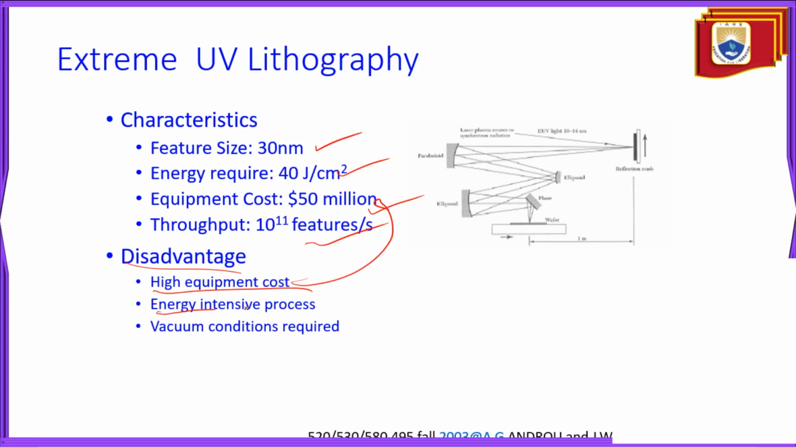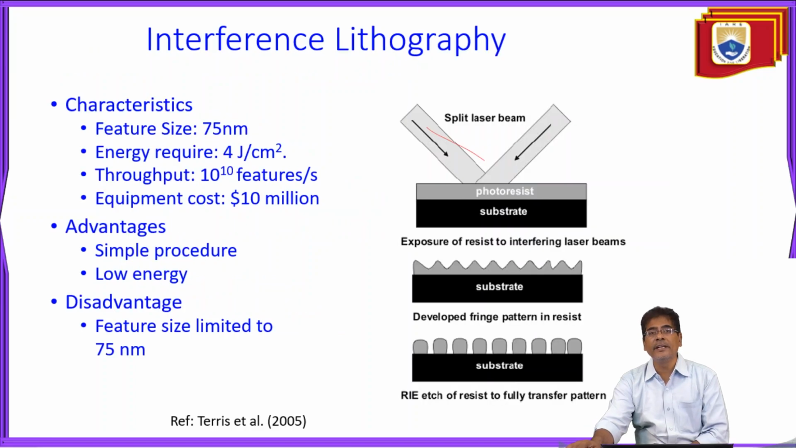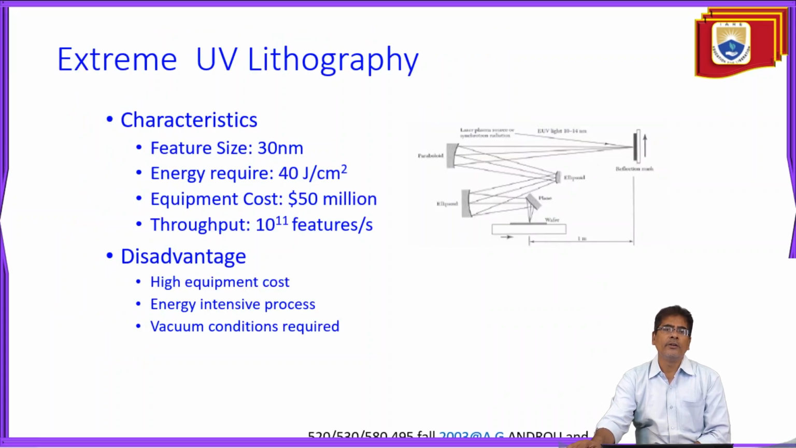It is also an energy intensive process, where a lot of energy is used, and vacuum conditions are required. That means we need to maintain low vacuum or high vacuum conditions to use this patterning tool, that is, UV lithography. In interference lithography the equipment cost is $10 million, whereas here we have $50 million.